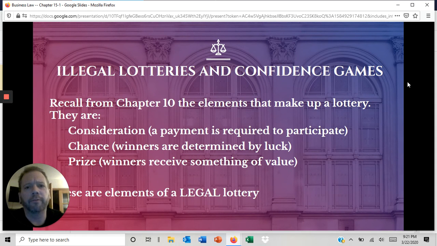Okay. Towards the end here, we're looking at the other way governments control consumers. They protect us against illegal lotteries and confidence games.